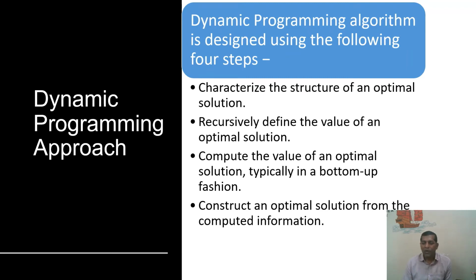This is the third step: compute the value of the optimal solution, typically in bottom-up fashion. The fourth step is to construct an optimal solution from the computed information. Once we solve all the problems in a bottom-up method, we directly get the final solution, which is computed using dynamic programming.